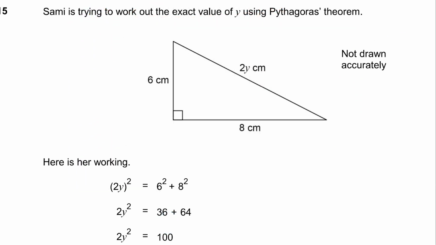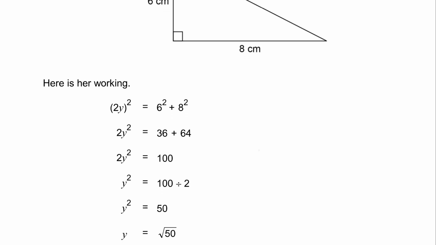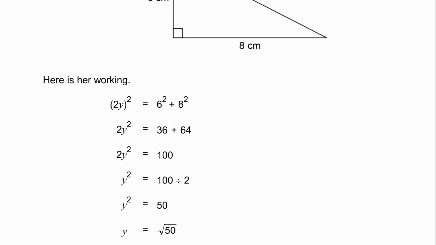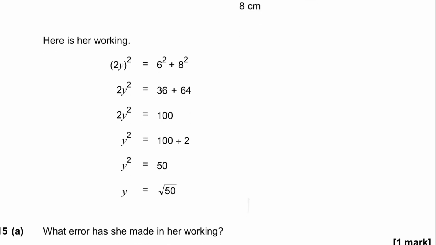Question 15. Sammy is trying to work out the exact value of y using Pythagoras' theorem. So I've got 2y on my hypotenuse there and 6 and 8, don't I? Here's her working. 2y squared is equal to 6 squared plus 8 squared, so 2y squared equals 36 plus 64, so 2y squared is 100, y squared is 100 divided by 2, y squared is 50, y is root 50. What error has she made with her working?